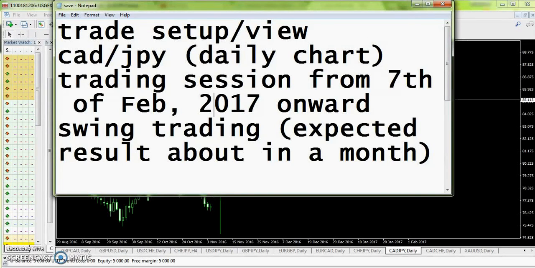Hello guys, this video is about a trade setup view of Canadian dollar versus Japanese yen, JPY. It would be on a daily chart, and you probably remember this is a swing trading setup and the expected results may come in about a month.